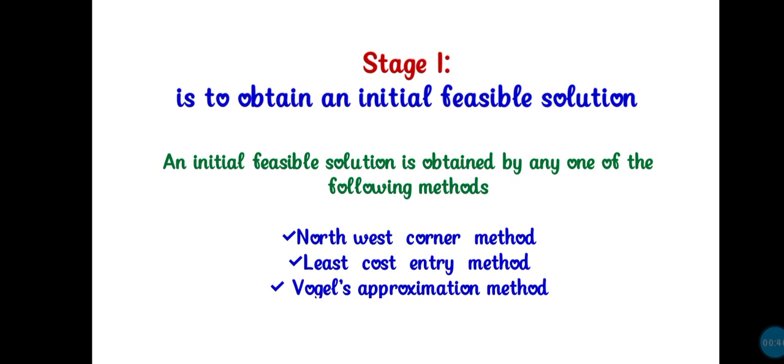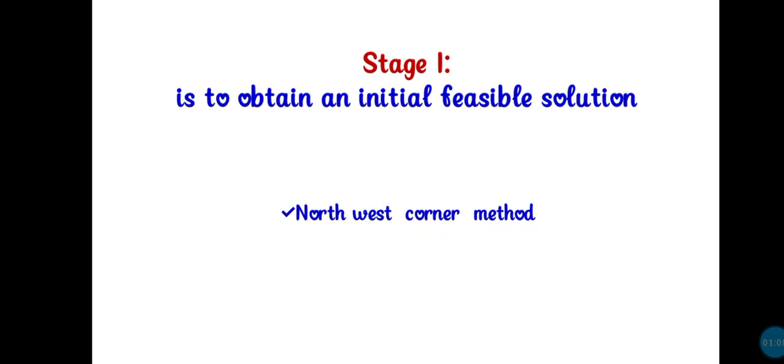Now we are going to discuss stage 1 problems. That is, stage 1 is to obtain an initial feasible solution. An initial feasible solution is obtained by any one of the following methods: northwest corner method, least cost entry method, and Vogel's approximation method. Now let us discuss the northwest corner method.